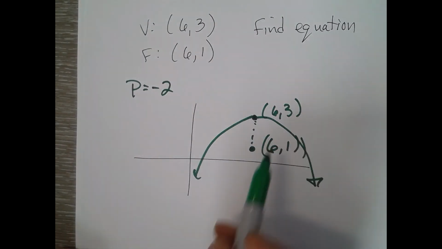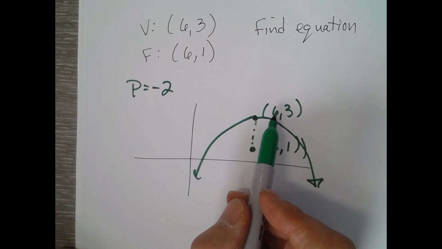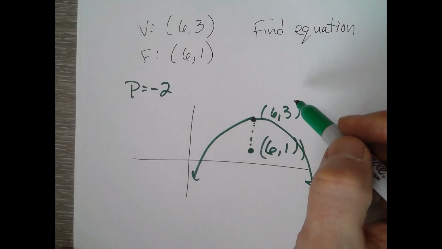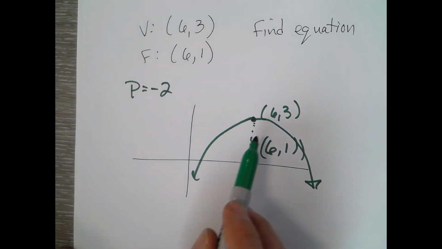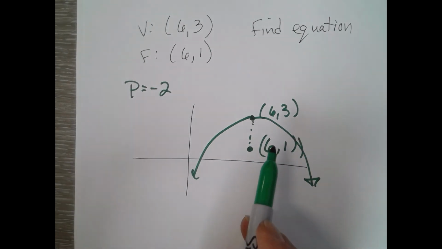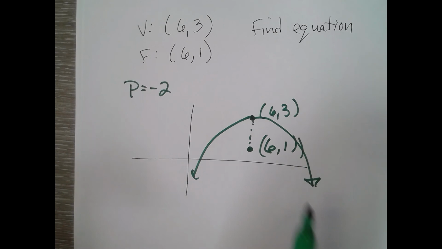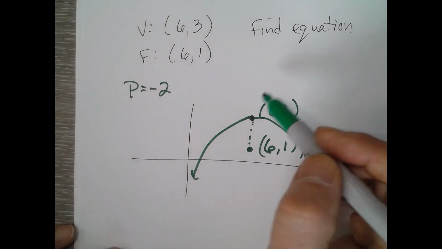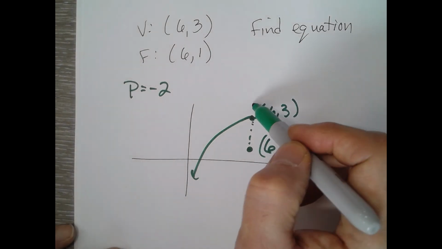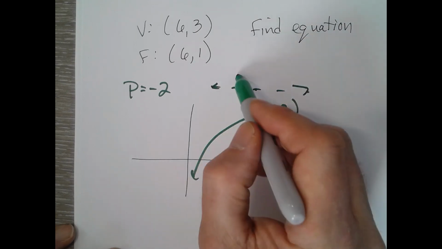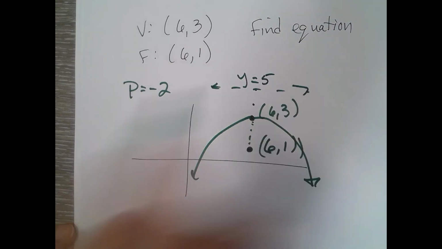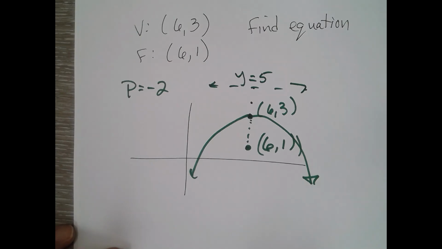And once we have the vertex, we almost have the whole equation. Then we just have to find out, well, does it open up or down, and to find P. Okay, so our directrix would be up a couple more, right over here. So y equals 5. We didn't need that for the equation.